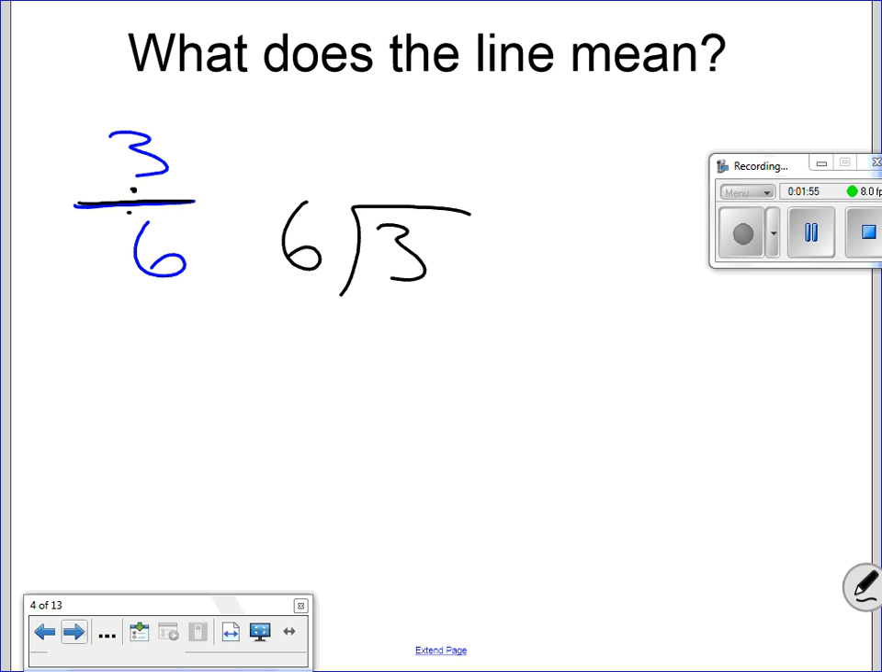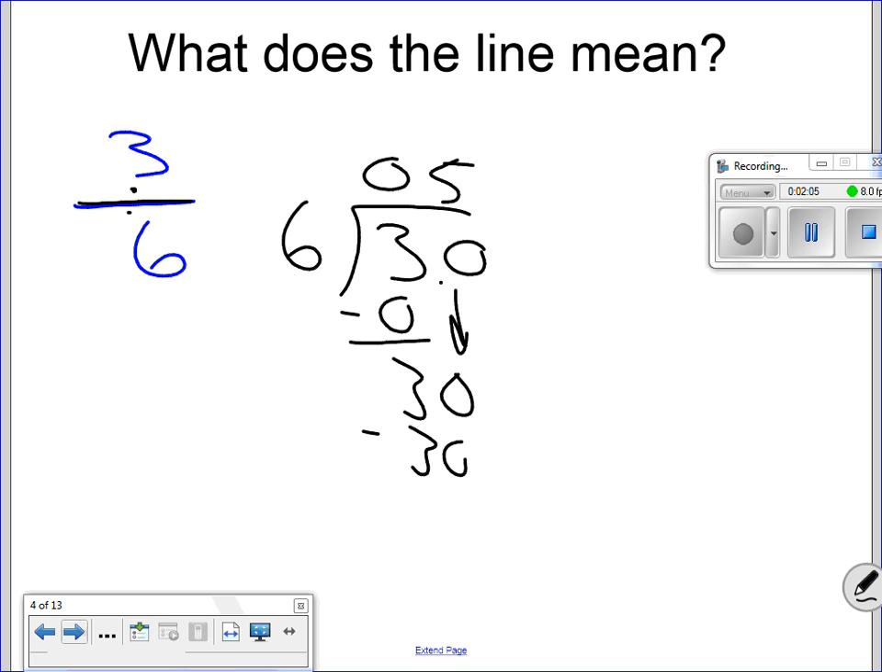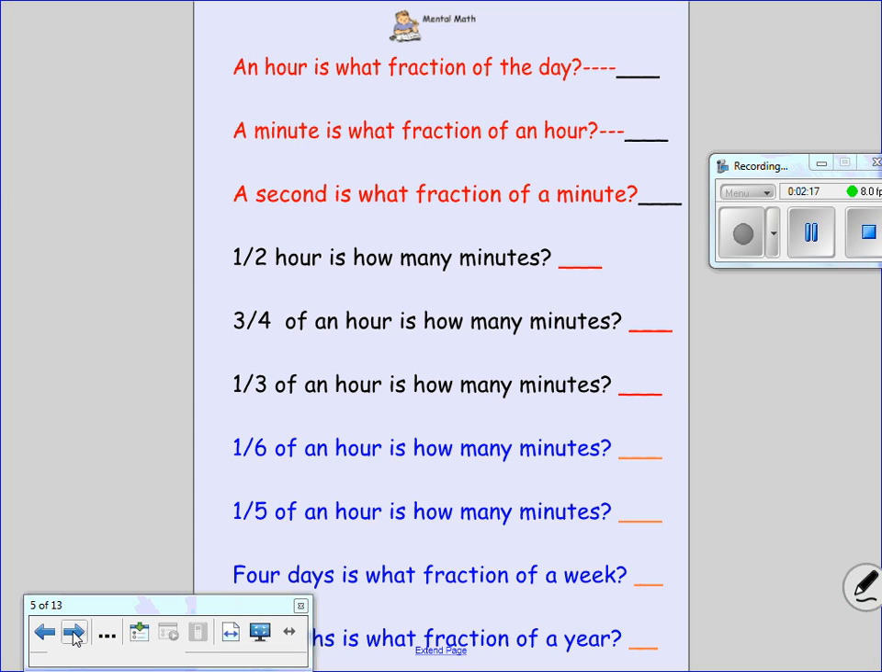6 goes into 3 how many times? 0 times. 6 times 0 is 0. I'm going to subtract to get a 3, add a decimal, bring down the 0. 6 goes into 30 5 times. 6 times 5 is 30. I'm going to subtract, I get a 0. Move the decimal up, 0.5. 0.5 means half, right? Would that be correct? 3/6? Yes. Let's take a look at some other examples here.